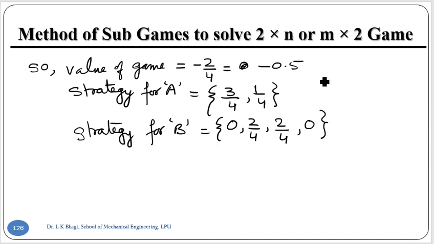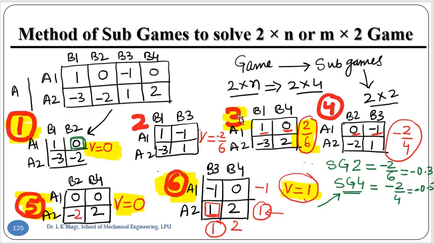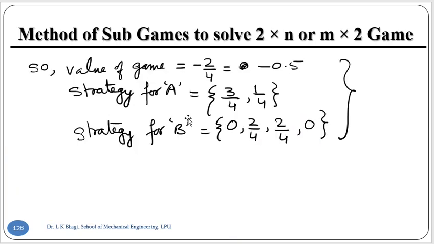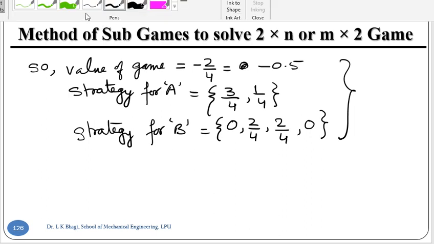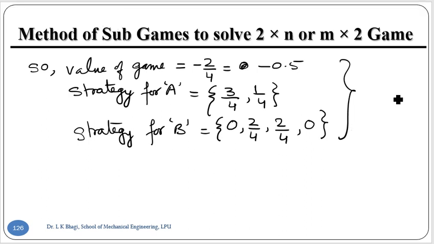Okay, so this is basically the final answer. This is the solution of the 2 cross 4 game. Basically the game is 2 cross 4. So this is the answer for the 2 cross 4 game, and the 2 cross 4 game we have reduced using the subgame to 2 cross 2.